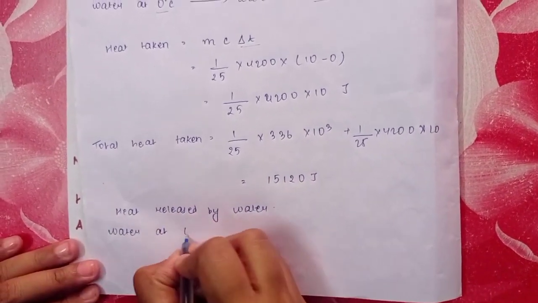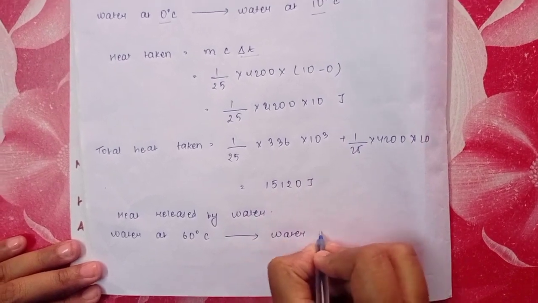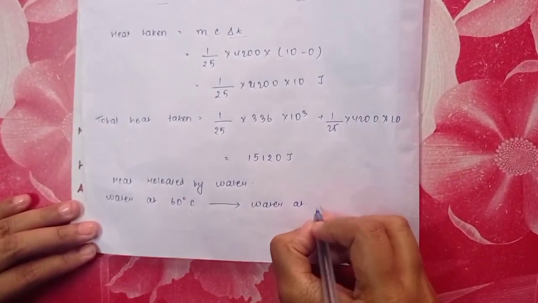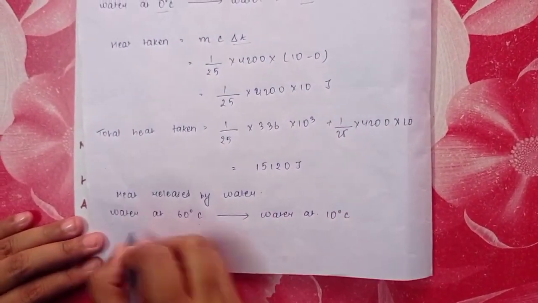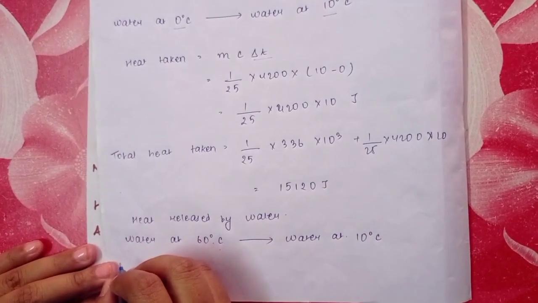Now what is the heat released by water? So water, which was initially at 60 degrees Celsius, is converting to water at our final temperature. What was the final temperature? 10 degrees Celsius. So water at 60 degrees Celsius is converting to water at 10 degrees Celsius. So see, temperature difference occurs. So we will use the formula for specific heat capacity.